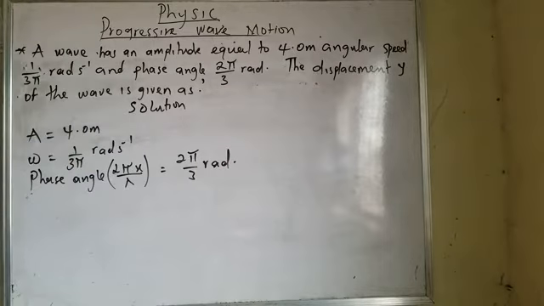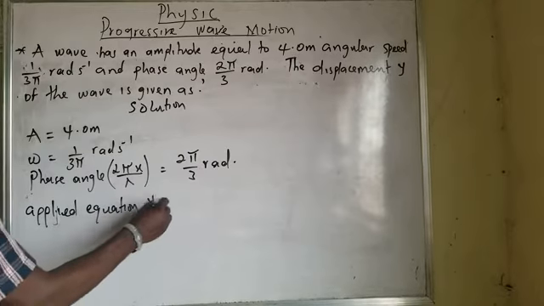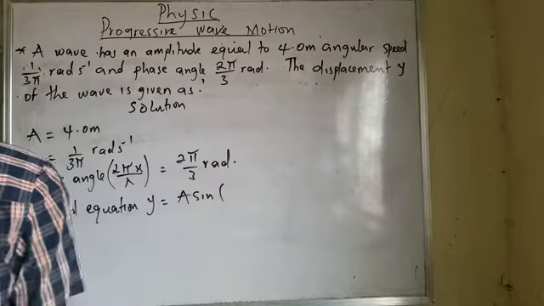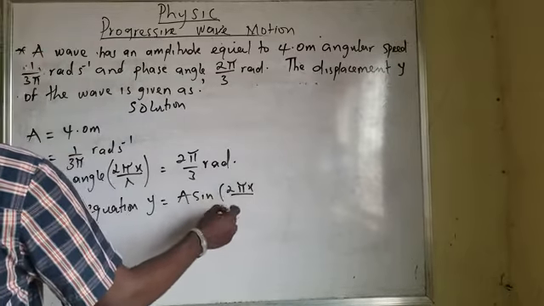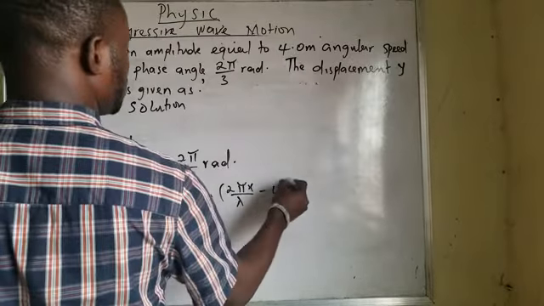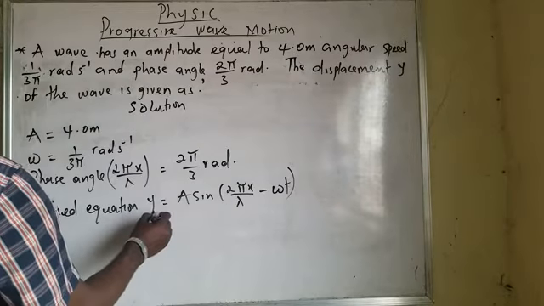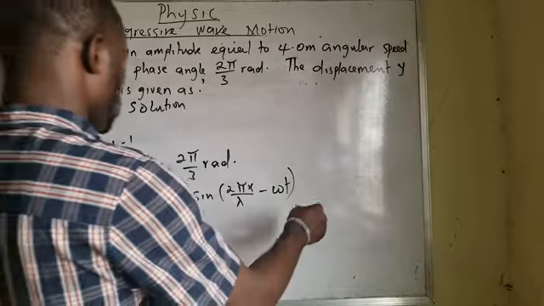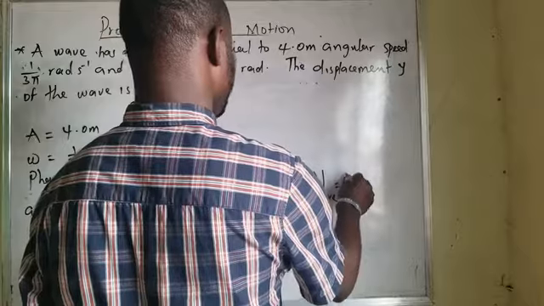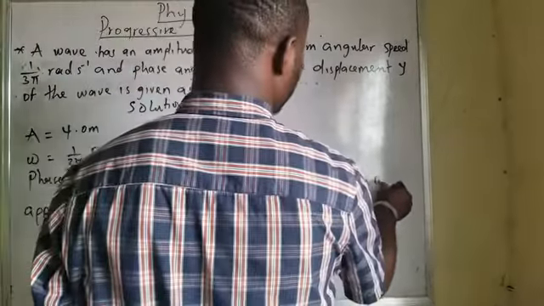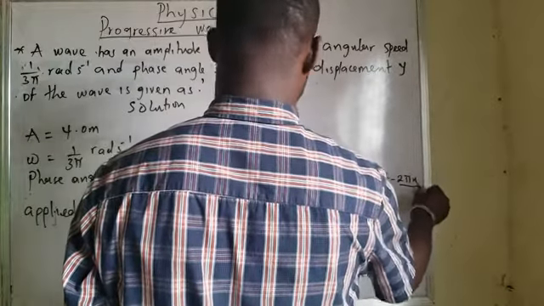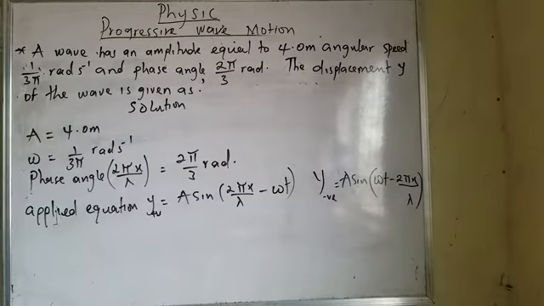Since I know that, I can now apply the equation. y positive equals A sine bracket of 2 pi x divided by lambda minus angular velocity times t. Now y negative will be equal to A sine of angular velocity times t minus 2 pi x divided by lambda, in brackets. That is my positive and negative.